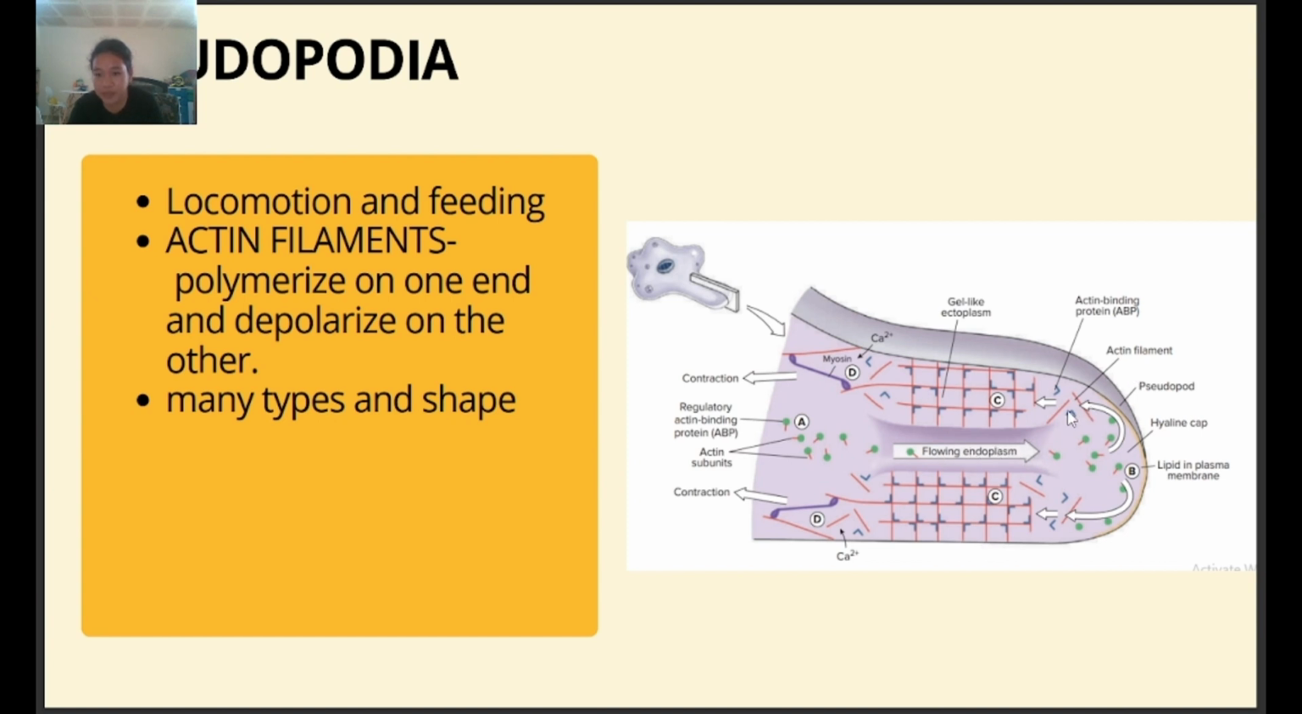The actin filaments are rod-like. And when the actin filaments are depolymerized, they push everything towards the direction it wants. The myosin proteins are responsible for pulling in.